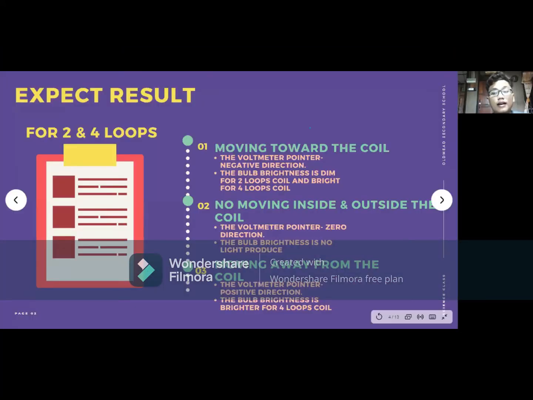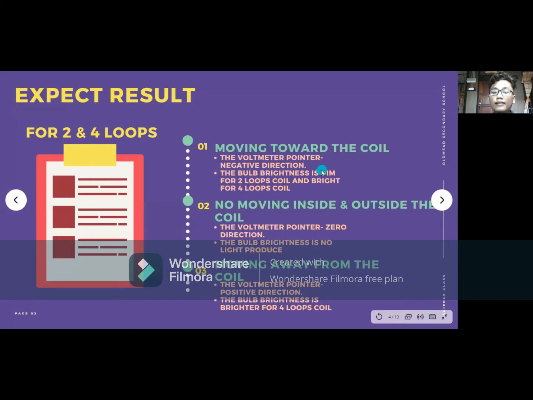Assalamualaikum and hi, I'm Muhammad Sulaiman bin Muhammad Shah, and today I'm going to show you guys the expected result for the Faraday's law experiment for the 2 loops and 4 loops. First of all, when the magnet is moving towards the coil, the voltmeter will show the negative direction, and the bulb brightness will be dim for the 2 loops coil, and for the 4 loops coil it will be brighter than the 2 loops.